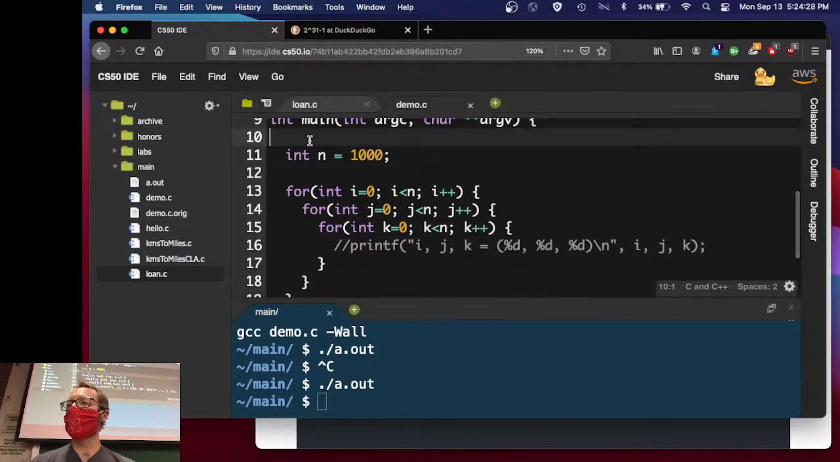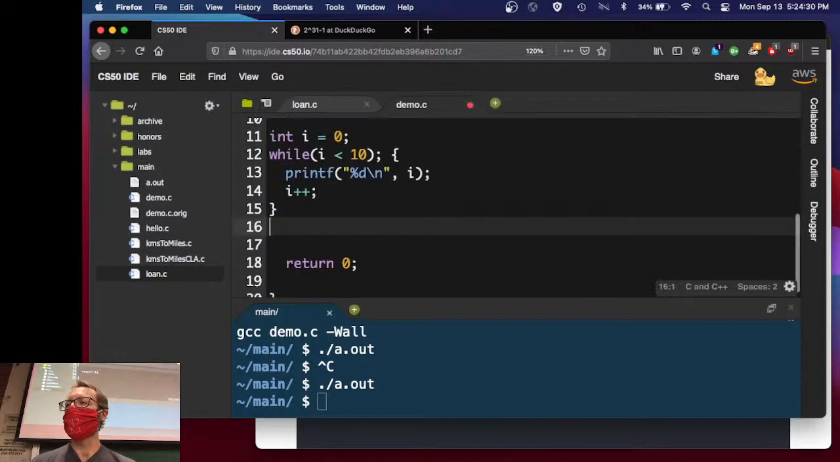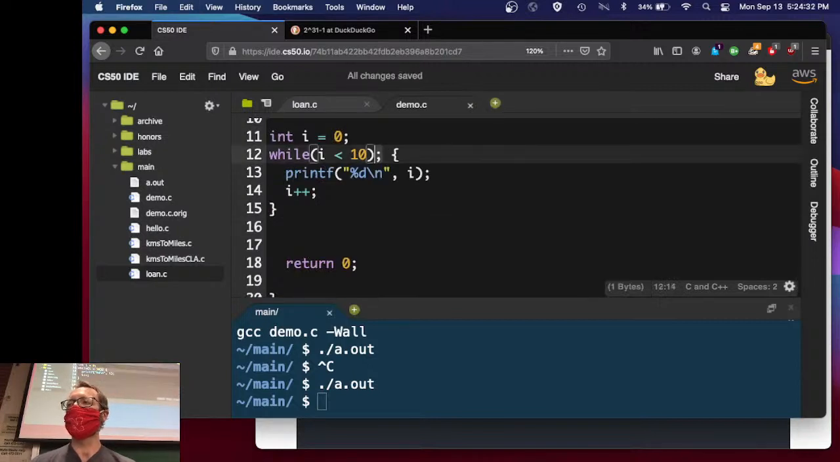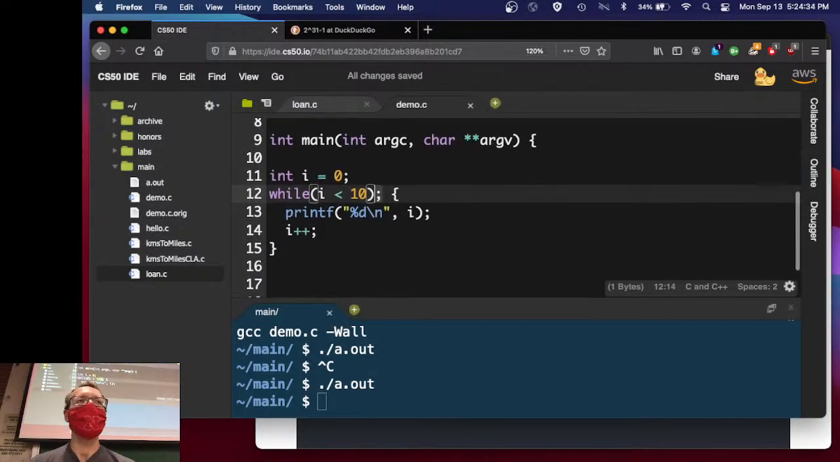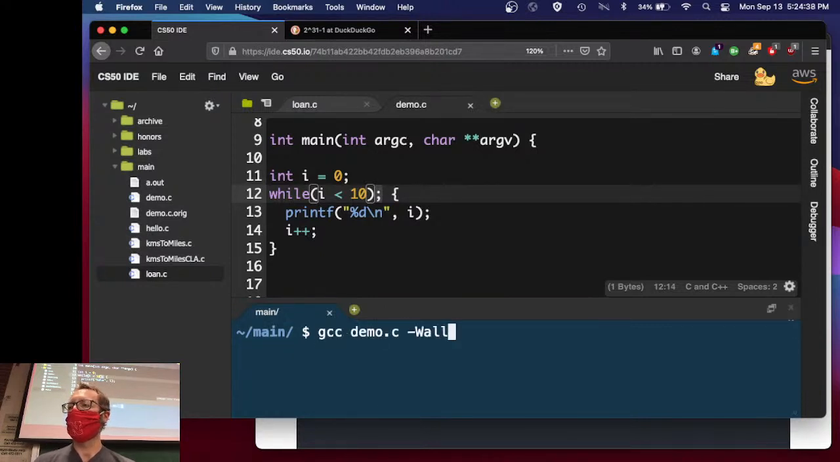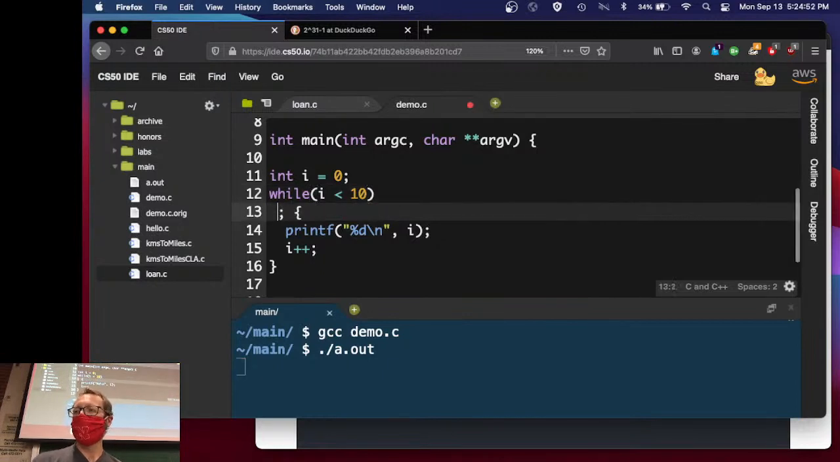Yeah, that semicolon seems suspect, right? Which semicolon? That semicolon right there. I never wrote anything like that. What's going to happen here? Let's find out. You notice that I got rid of the wall flag because... Ooh. So what happens? It doesn't do anything.